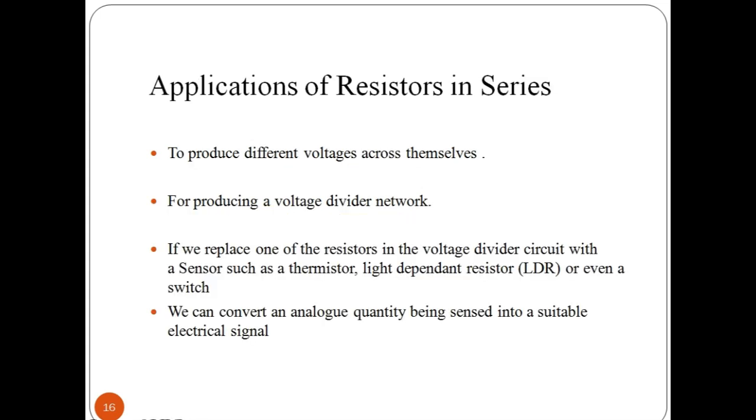Let us look at the application of resistors in series. We have seen that resistors in series can be used to produce different voltages across themselves. This type of resistor network is very useful for producing a voltage divider network. If we replace one of the resistors in the voltage divider circuit with a sensor such as a thermistor, light dependent resistor or even a switch, we can convert an analog quantity being sensed into a suitable electrical signal which is capable of being measured.